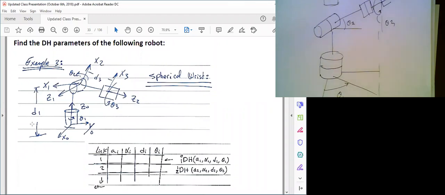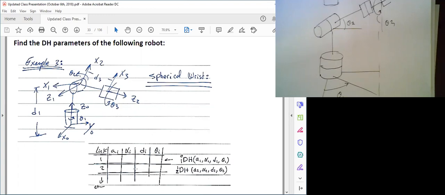Let's put some dimensions on here, and we have our D1. We said D is going to be the distance between the x-axes, so the distance here between x0 and x1. How about alpha 1? Alpha 1 is going to be the angle between Z0 and Z1 about x1. D is the offset between the x-axes, which is going to be D1. A is the distance between the z-axes, which is 0. And theta here is whatever theta that we have.